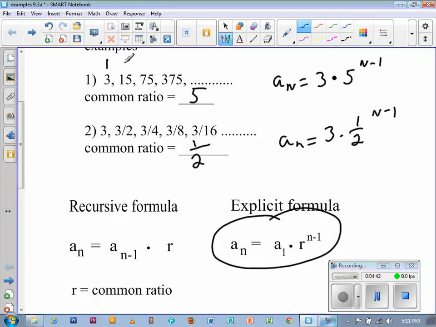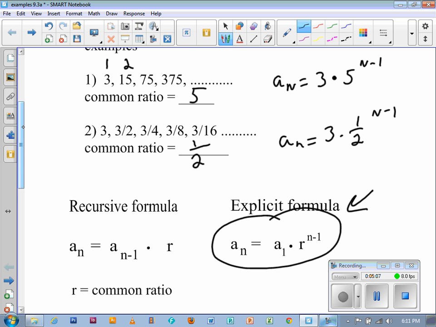If I put the second term in, that's 2 minus 1 is 1. 5 to the first power is 5, times 3 is 15. And it continues to work for us. So this, again, will help us find any term in our sequence just given the term that you would like, and we don't have to list every single term. So it gives us the ability to find, let's say, the 50th term if we need to.